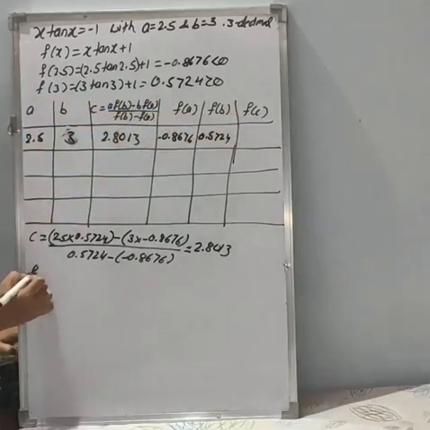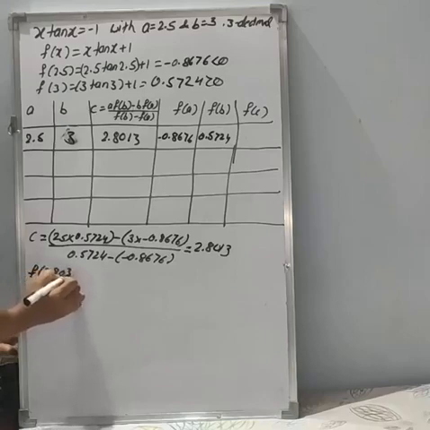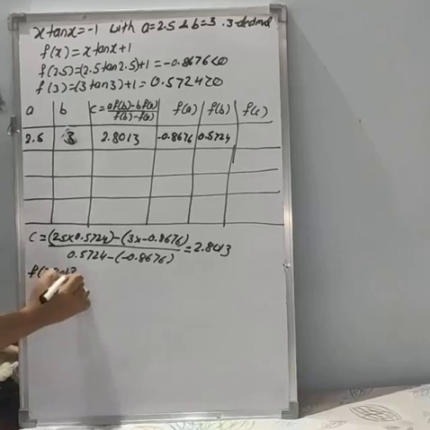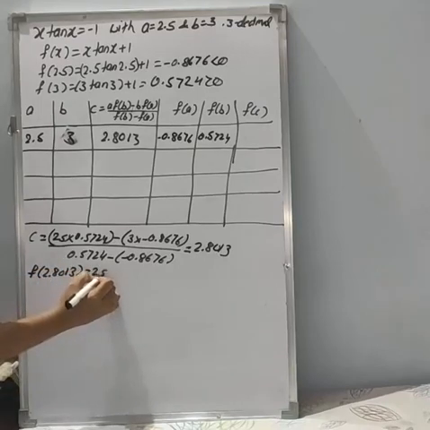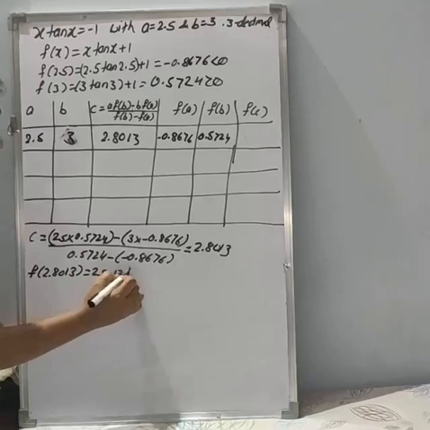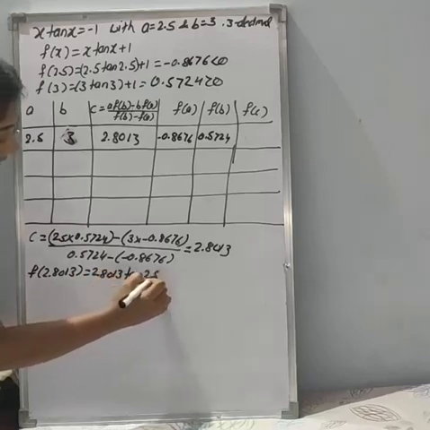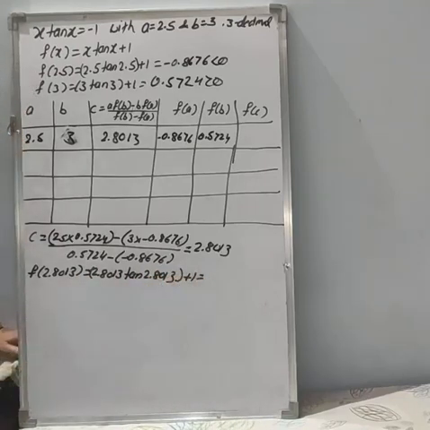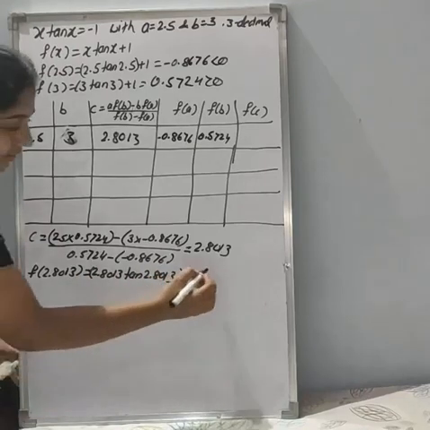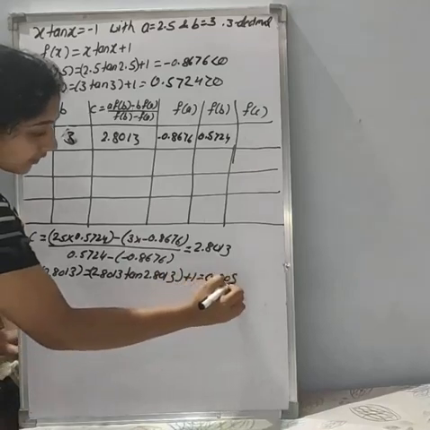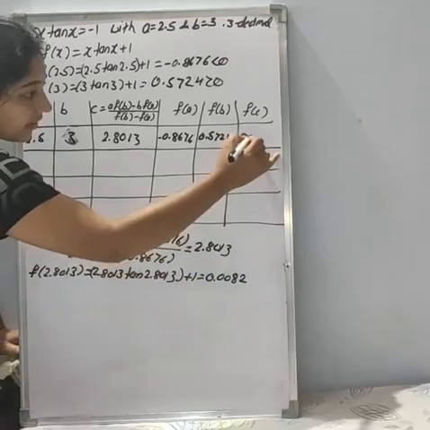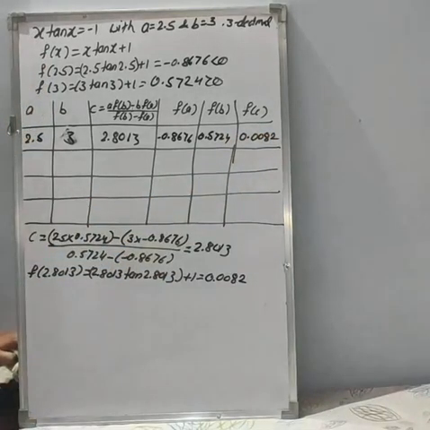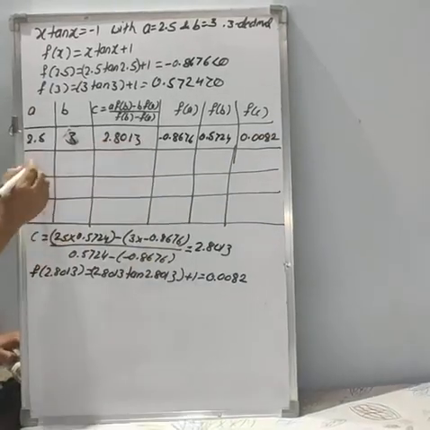Okay. Now we have to find the value of f(c) using this. So what will you get? f(2.8013) is nothing but 2.8013 into tan 2.8013. Again put this in the bracket, then type +1. You will get the answer 0.0082. Write it down here.